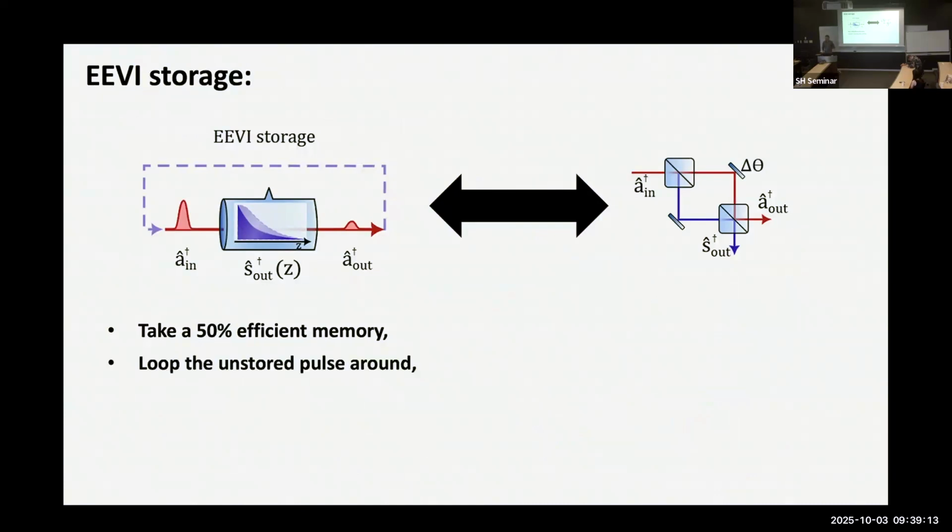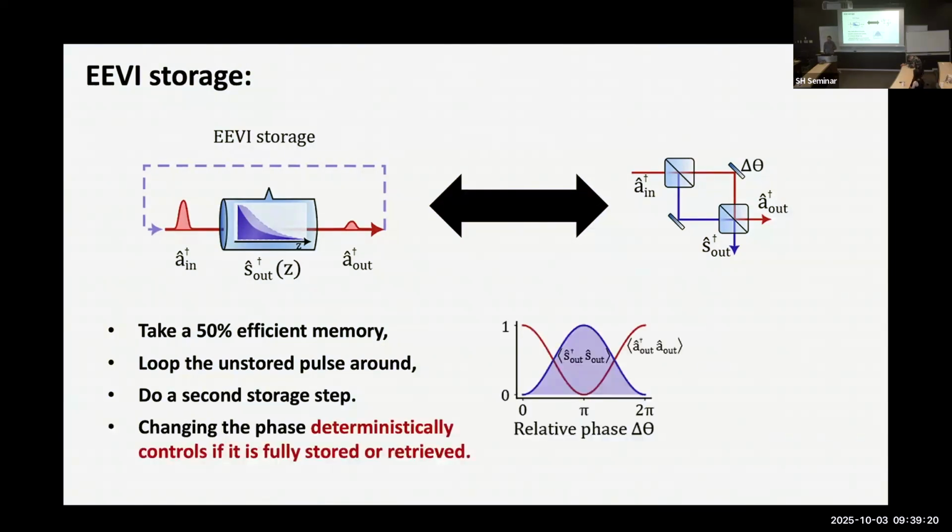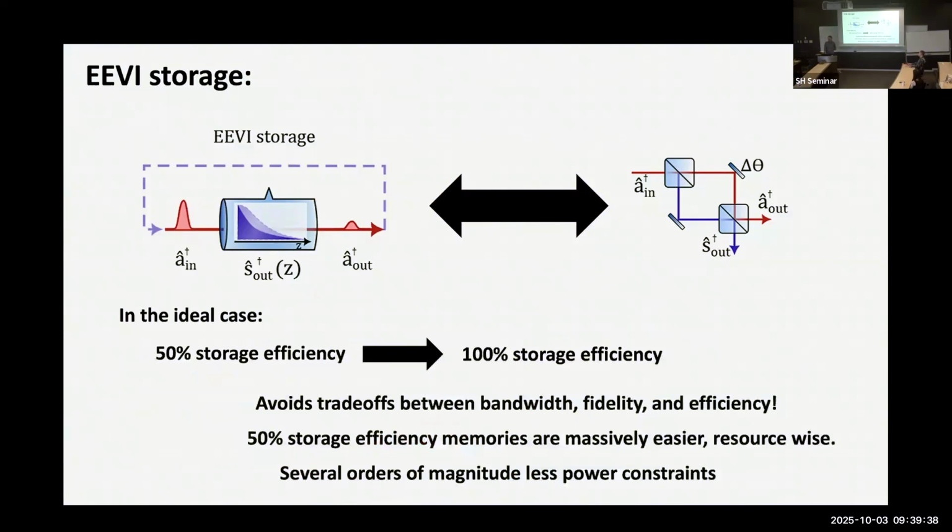So what's great about this is that you can take a 50% efficient memory, you loop the unstored pulse around, and then when you try to perform a second storage step, you can change the phase of the photon pulse that's entering, or the phase of the control field, and that will deterministically control if it is fully stored or fully retrieved, just like a Mach-Zehnder interferometer controlling the outputs of the two beam splitters. So you get a 50% efficient memory, and then theoretically you go all the way up to 100% efficiency.